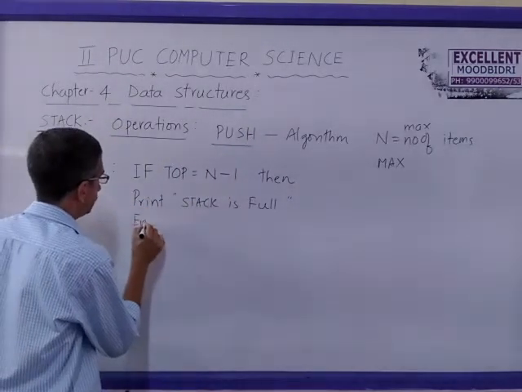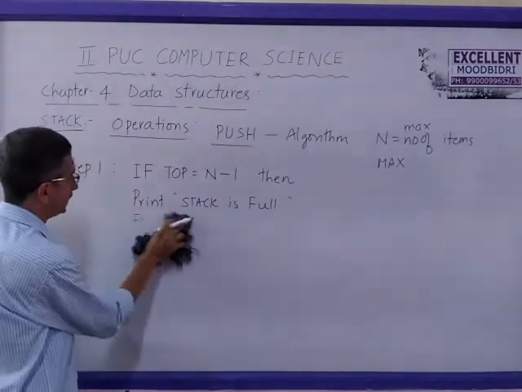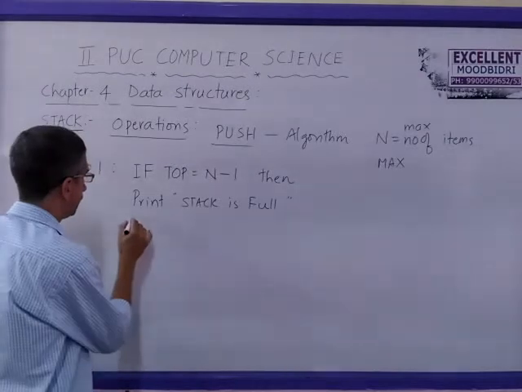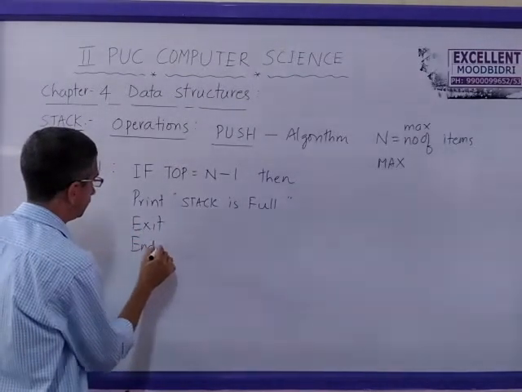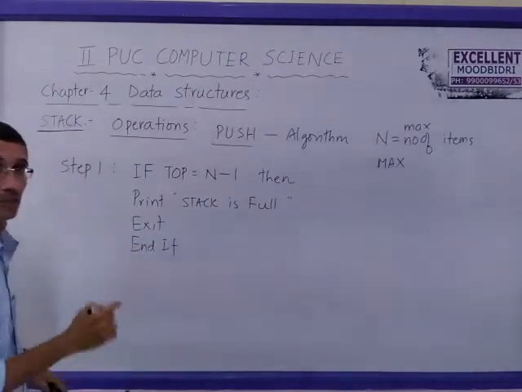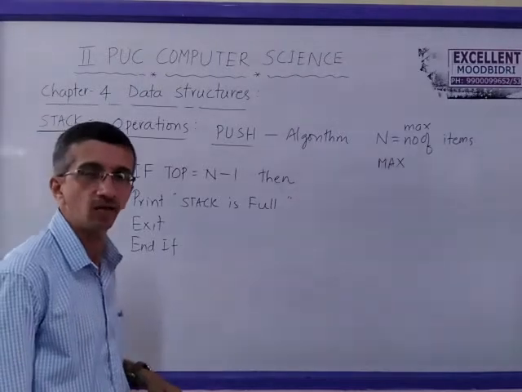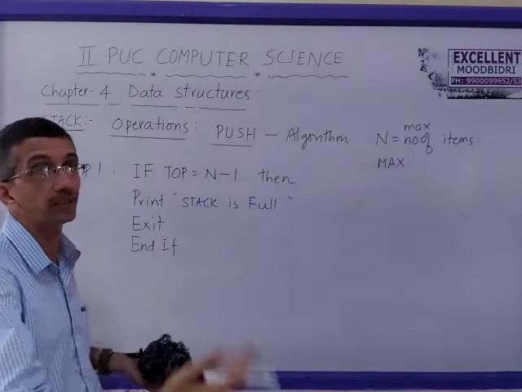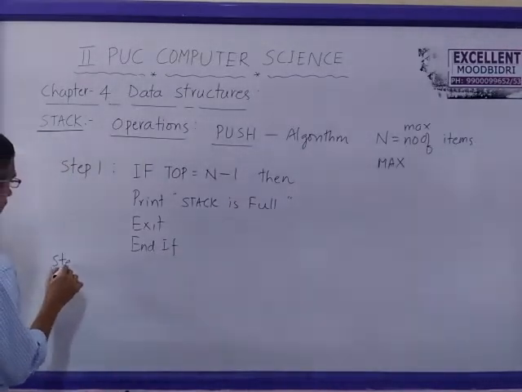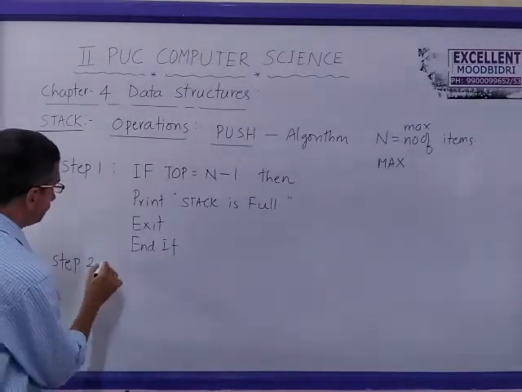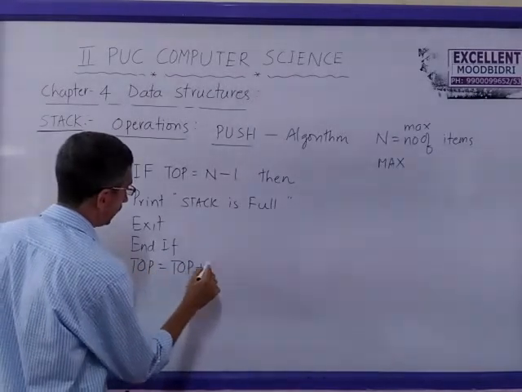And if the stack is full, you must exit. There is no point in continuing. You write exit here, and then end if. Else means, as I told, the stack is either empty or partially filled. In both cases, you can increment the top, and then assign. So, if not, go to step 2: top is equal to top plus 1.